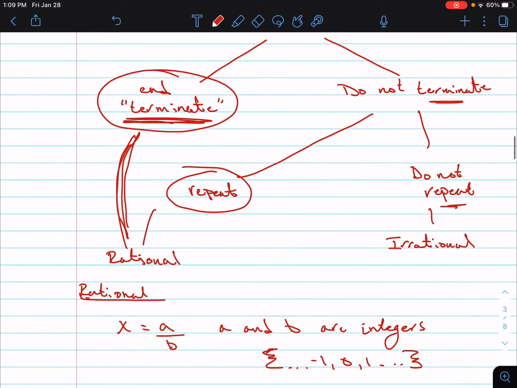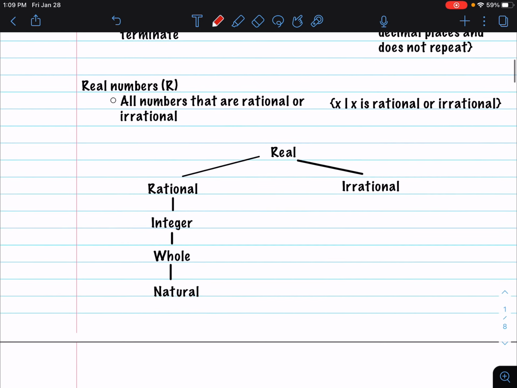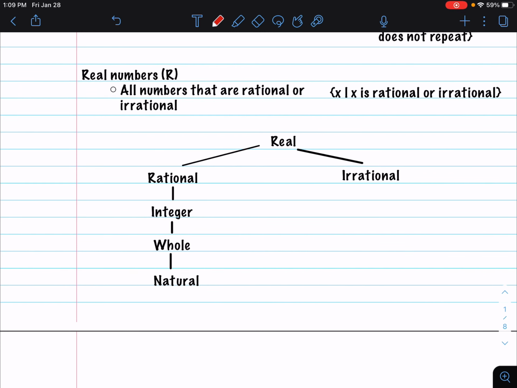So that's it for our rational and irrational numbers. Which brings us to the real numbers. The real numbers is the set of all rational and irrational numbers. So I drew this flowchart to help us visualize what we've just been talking about and make all of the connections of the different types of numbers.